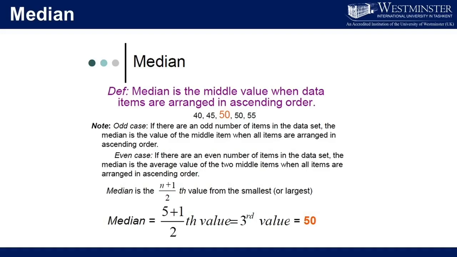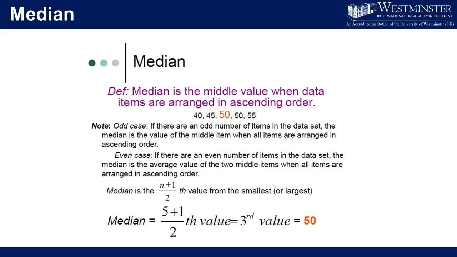Now the next measure of location is median. Median is the middle value when data items are arranged in ascending order. In order to calculate the median, we have to arrange the data in ascending order. In our case, the median is the middle number of the data set. In this particular case, we have only 5 numbers. And to find the place where median is located, we use the following formula: n plus 1 divided by 2.